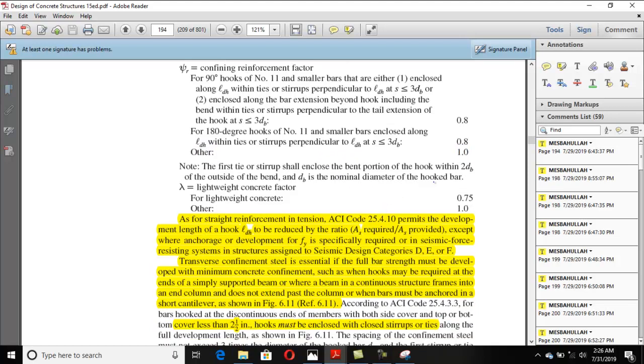Your lambda factor is 0.75 for lightweight concrete and for other types of concrete it is 1. It should be remembered that you also have to multiply the steel ratio in that formula.